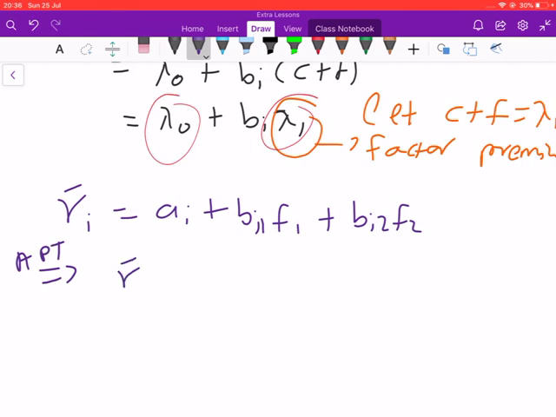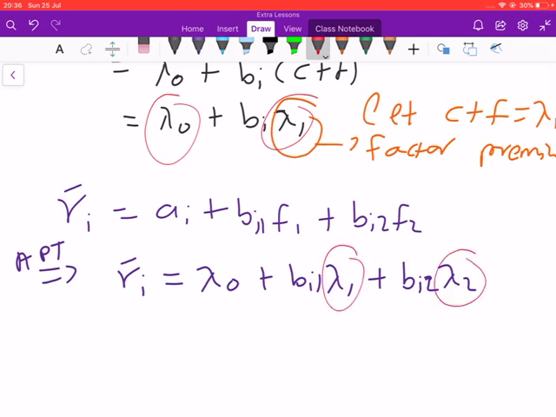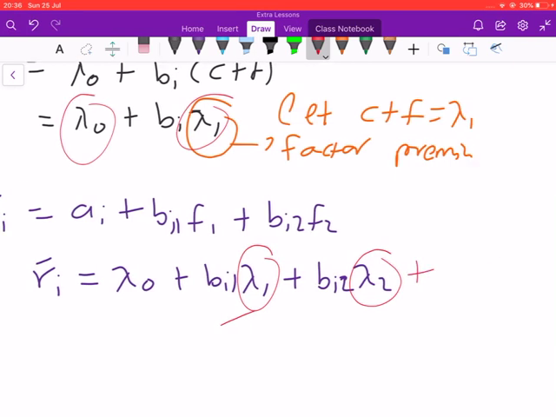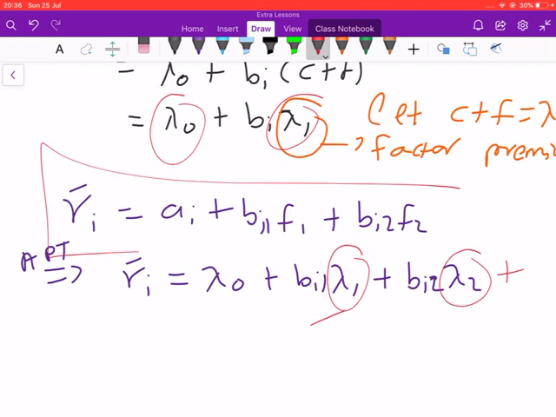will lead you to have your returns as lambda 0. Again, lambda 0 should be equal to the risk-free return, otherwise arbitrage, plus BI1 lambda 1 plus BI2 lambda 2. And you can calculate these factor premiums. This one is going to be the factor premium of factor 1. This one is going to be the factor premium of factor 2. The same thing can be said for other multiple assets, like for other factors. So anyway, this is how you use your arbitrage pricing model to find the risk premium.